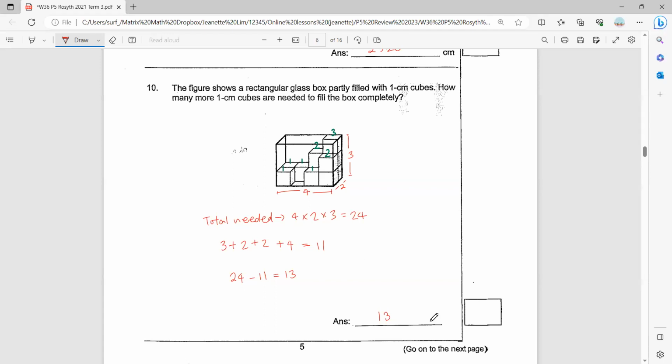Not 13 cm, cubic cm, okay? 13, how many more cubes? So 13 cubes.